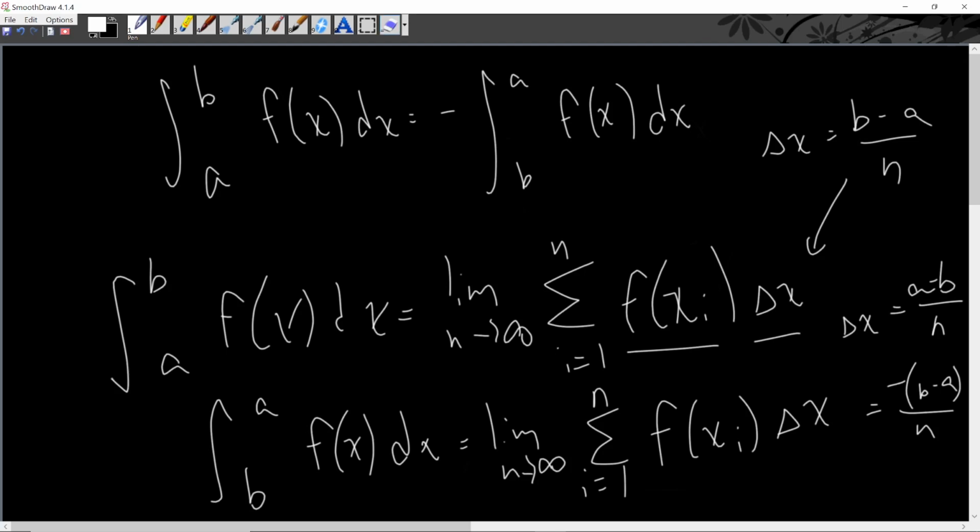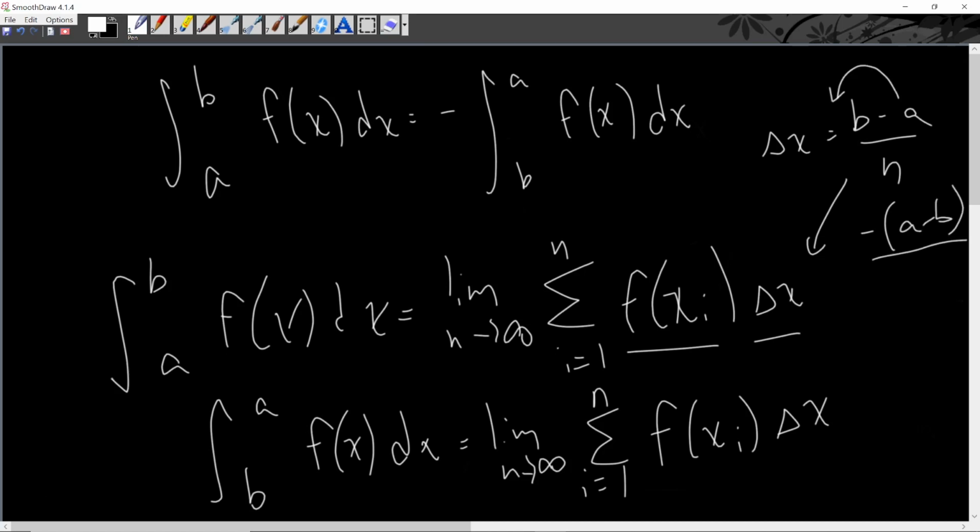We can also write, perhaps more accurately, that b minus a over n can be written as negative a minus b over n, right? If we just bring that negative over there, we'd have negative a plus b, and a negative becomes positive. So we can pull out that negative, so we have negative a minus b over n. And now let's put this back into our definition.